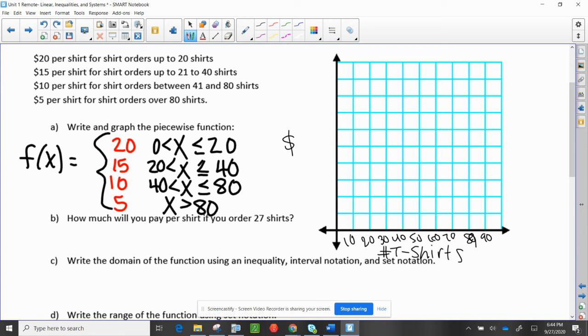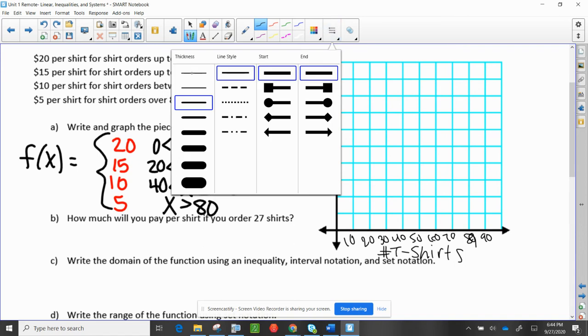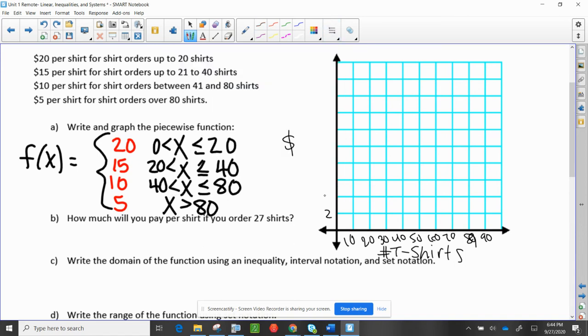I'm just going to stop there because all I really need is to 80. Okay, and like our smallest amount we would pay is $5. The most is 20. So maybe I'll go by, I know this has 10 lines. So maybe I'm going to go by 2s. 2, 4, 6, 8, 10. Okay. All right, now that I have that set up, we can go ahead and graph everything.